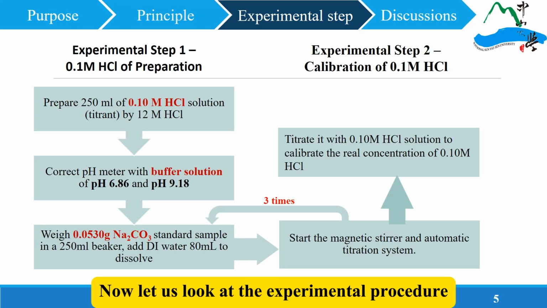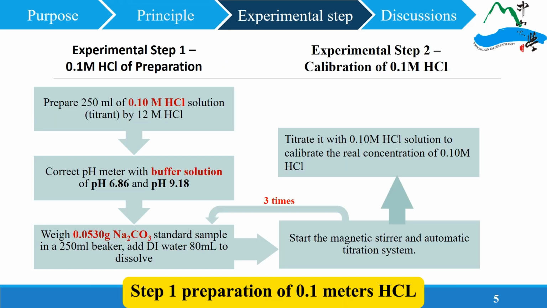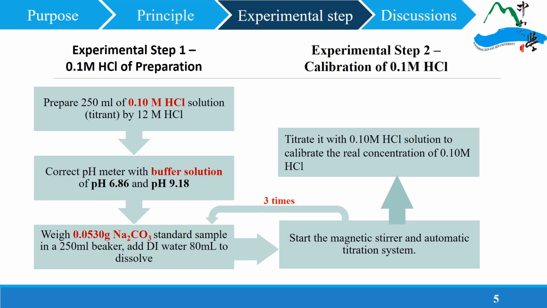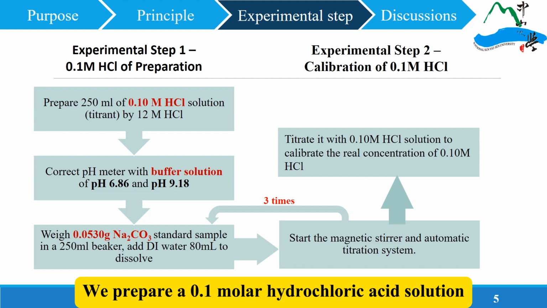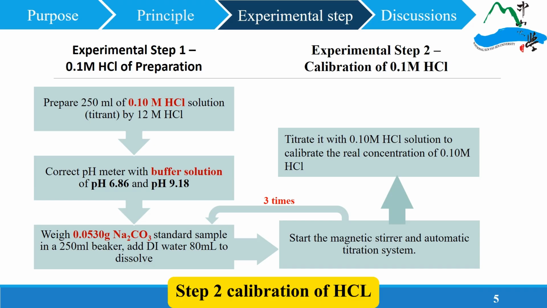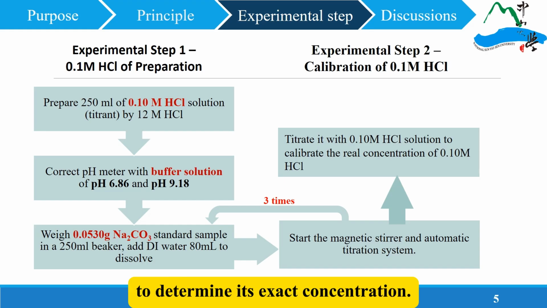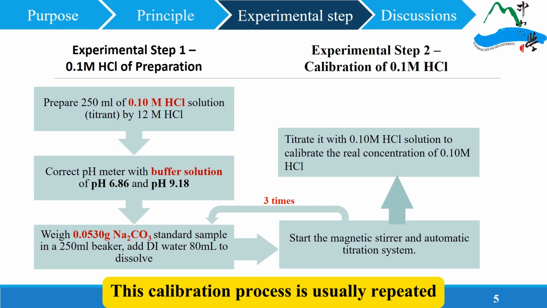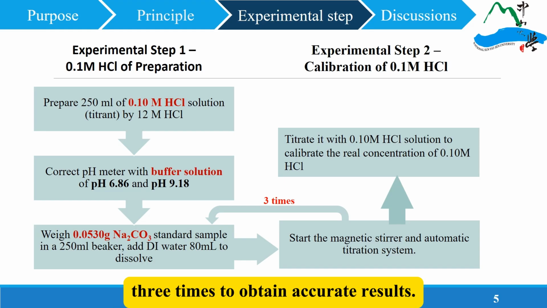Now let us look at the experimental procedure. Step 1. Preparation of 0.1 molar HCl. In the first step, we prepare a 0.1 molar hydrochloric acid solution by diluting concentrated HCl with deionized water. Step 2. Calibration of HCl. Next, the prepared HCl solution is standardized to determine its exact concentration. This calibration process is usually repeated 3 times to obtain accurate results.